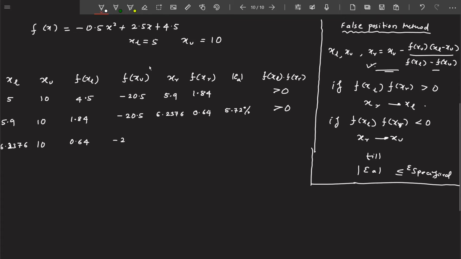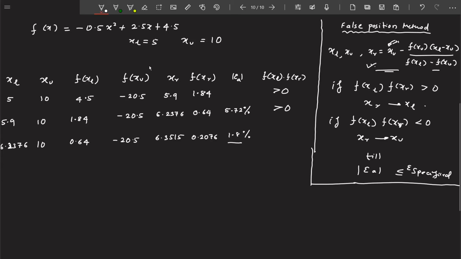This will remain the same. Now substitute these values in this equation, and again the value of xr comes out to be 6.3515, and the percentage approximate error is 1.8%. Which is less than 2%, so that means we have to stop here.